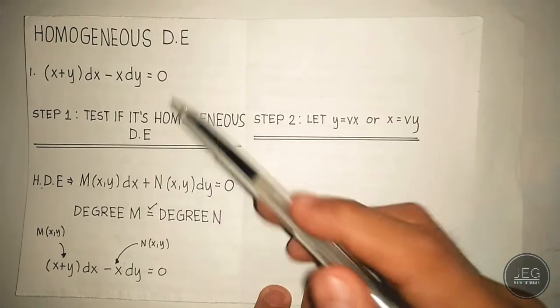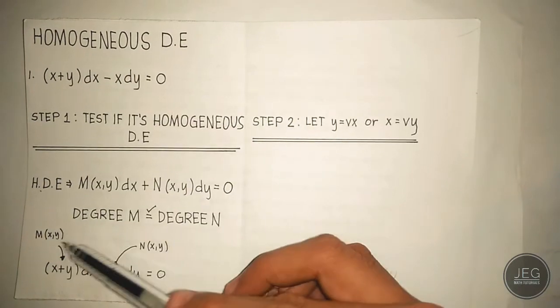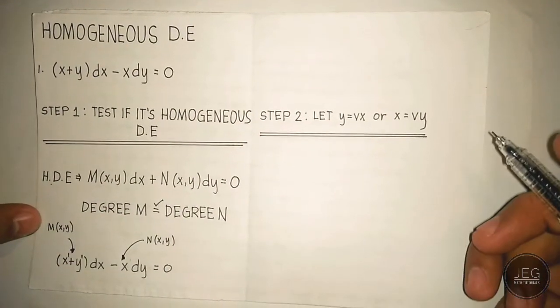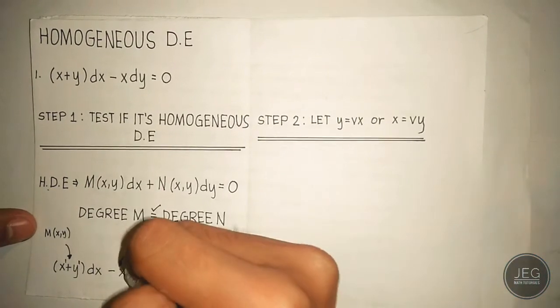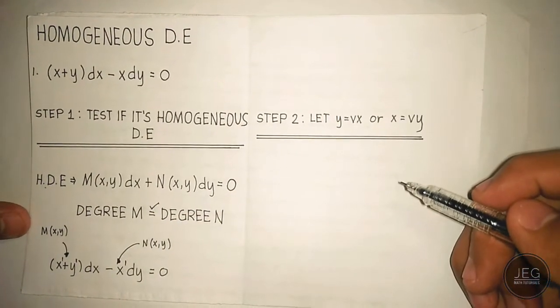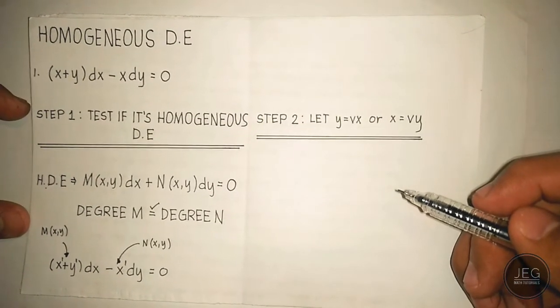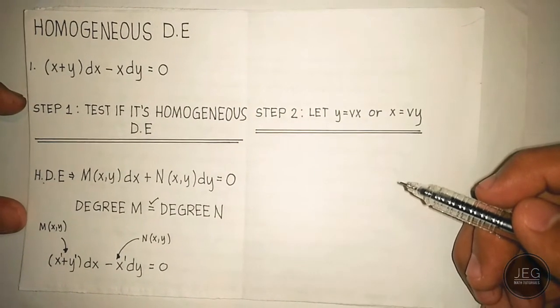By looking at the equation, the degree of our M is 1, and the degree of our N is also 1. And since they have the same degree, it means that it is a homogeneous differential equation.